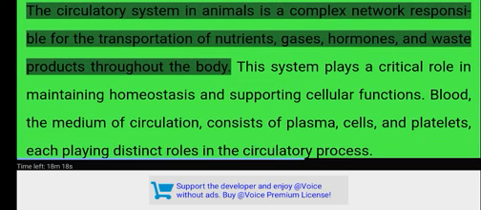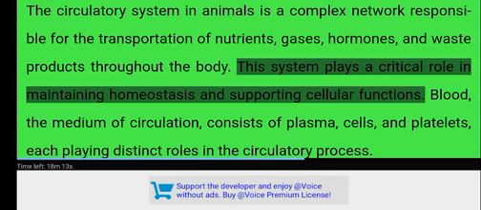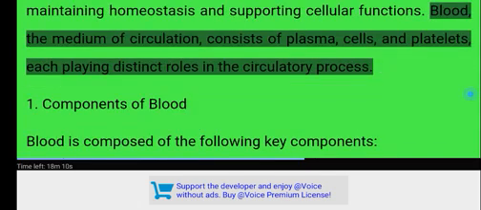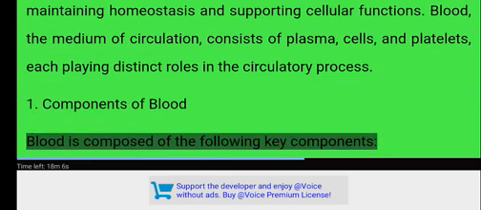System physiology, animal blood and circulation. The circulatory system in animals is a complex network responsible for the transportation of nutrients, gases, hormones, and waste products throughout the body. This system plays a critical role in maintaining homeostasis and supporting cellular functions. Blood, the medium of circulation, consists of plasma, cells, and platelets, each playing distinct roles in the circulatory process. 1. Components of blood. Blood is composed of the following key components.